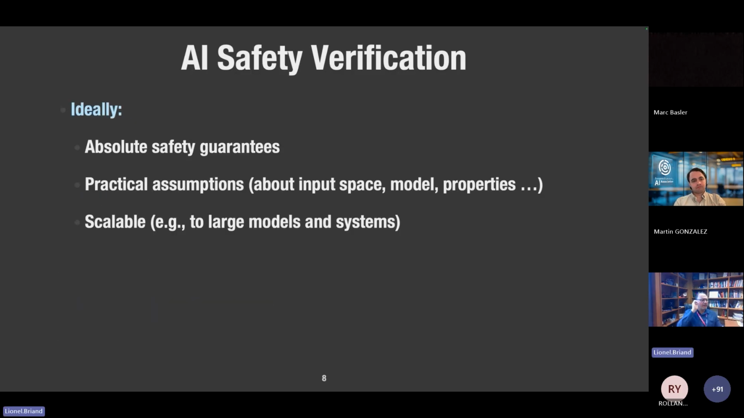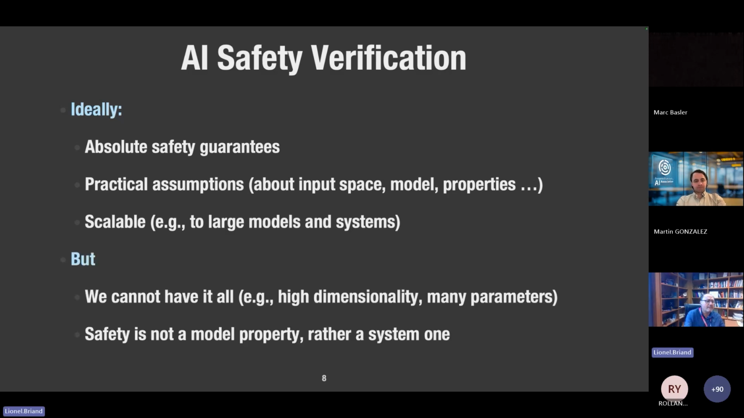So from a general test standpoint, when you do any form of verification, whether it's based on testing or anything else, ideally you would like absolute safety guarantees, especially in those critical systems. You would like whatever technique you use to be based on practical assumptions about the form of the input space and the architecture of the model, the properties being verified, and you would like the technique to be scalable because somehow it needs to be applicable with available resources for large models or even systems.